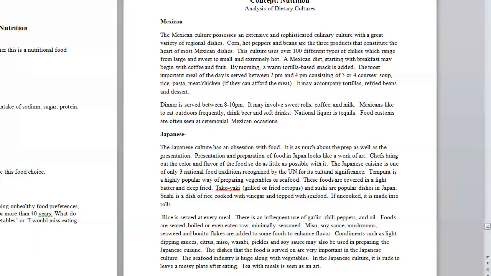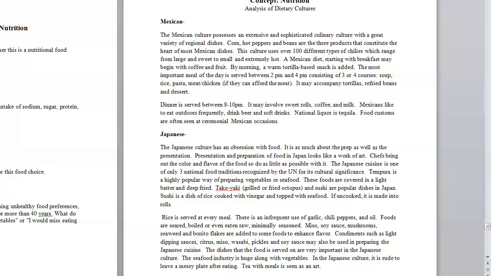This culture uses over 100 different types of chilies, which range from large and sweet to small and extremely hot. A Mexican diet starting with breakfast may begin with coffee and fruit. By morning, a warm tortilla-based snack is added, and the most important meal of the day is served between 2 and 4, consisting of 3 or 4 courses.